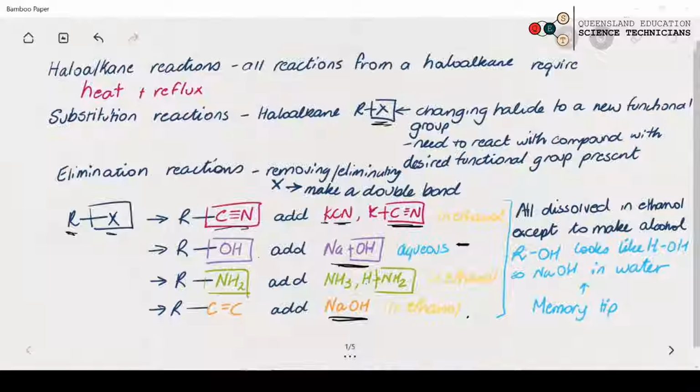With an alcohol, the memory to remember that to make the alcohol it's dissolved in water is the ROH looks a bit like when I write H2O out as HOH. So dissolve the NaOH in water. So ROH, dissolve in water, because it looks like water, HOH.